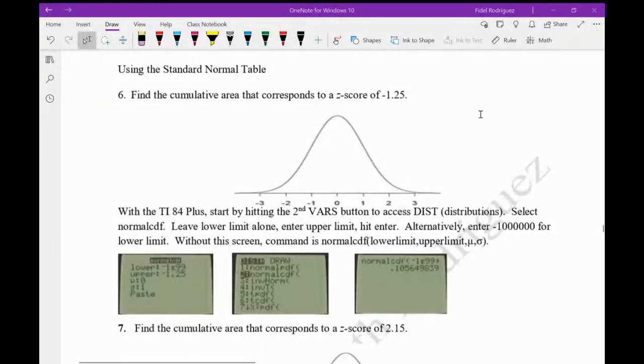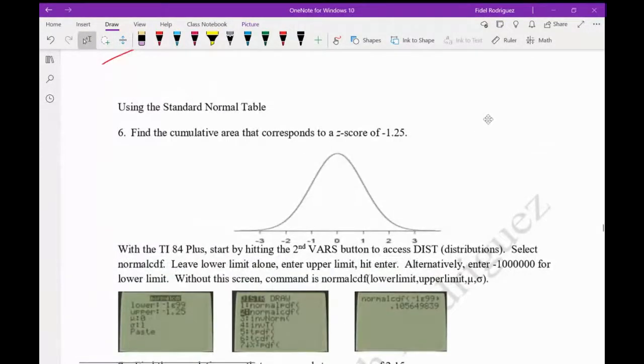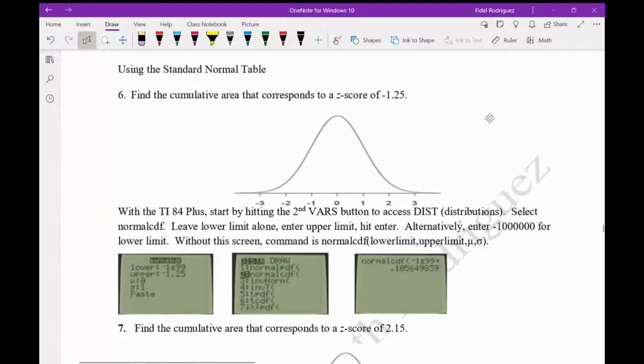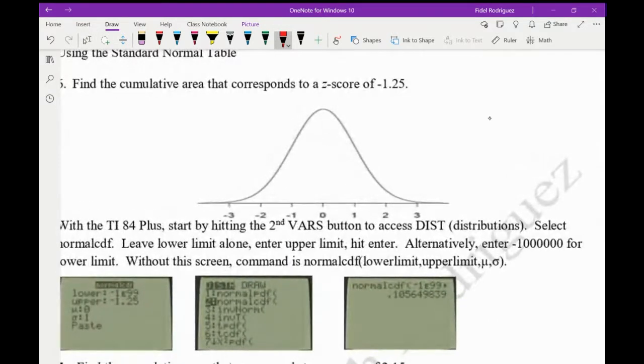Okay, so we can see this now. It says, we're going to find the cumulative area that corresponds to a z-score of negative 1.25. Okay, so the way I'm going to do this is I'm going to zoom in on my picture a little bit. I'm looking to figure out where I can find negative 1.25. Well, here's negative 1 and here's negative 2. So negative 1.25 is going to be right about there. And in essence, what I'm trying to do is find the area to the left of my curve, okay?